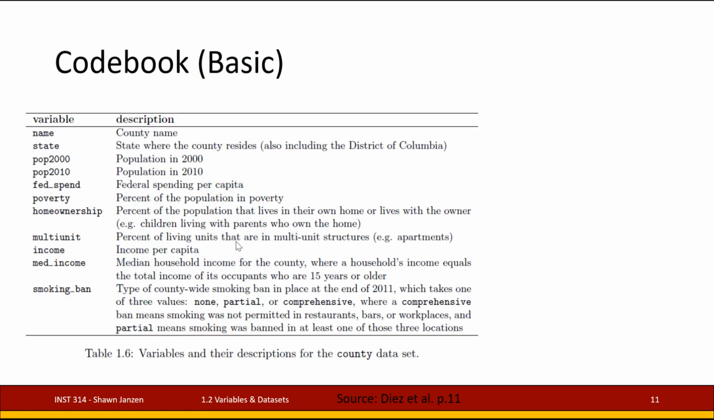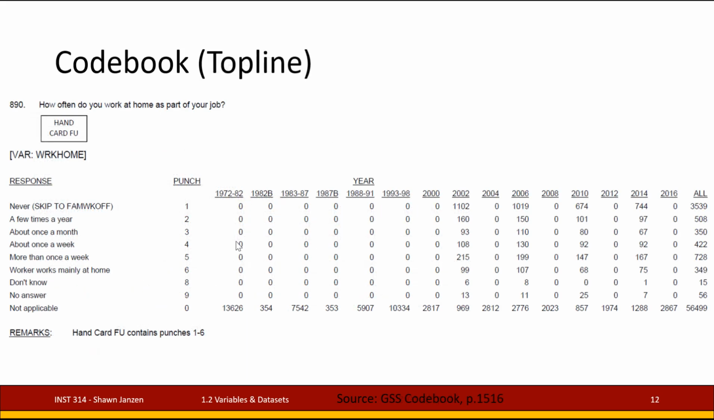Another very important thing for data sets are codebooks. Sometimes this is just as basic as having a list of the variables and their descriptions, like what we see here on the screen, where we see name is the county name, state is the state where the county resides, including the District of Columbia, POP 2000 is population 2000, and so on. But good codebooks go a little bit farther. Good codebooks may include things like toplines.